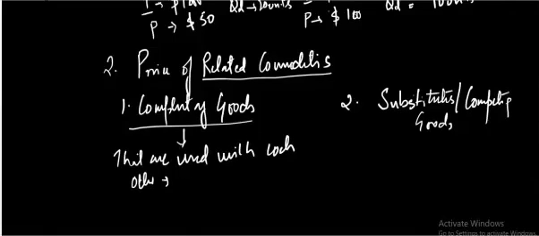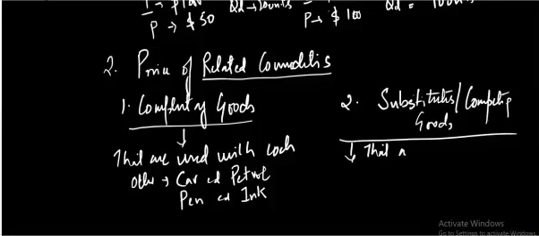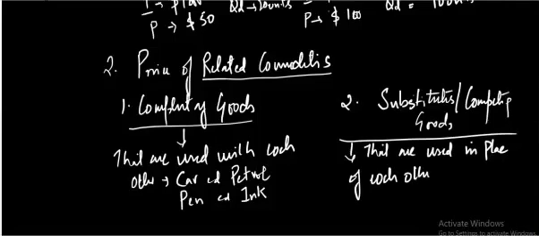A classical example is that of the car and petrol, or pen and ink. You'll find these examples in the books everywhere. Now, substitutes are the goods that compete with each other or that are used in place of each other. For example, coffee and tea.